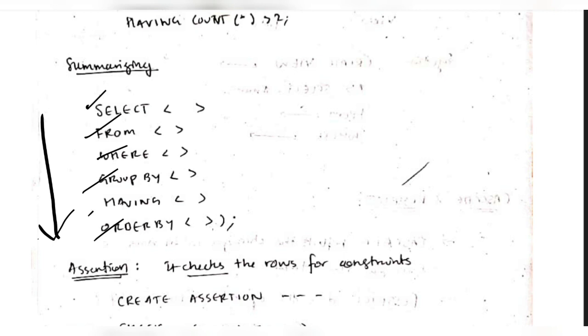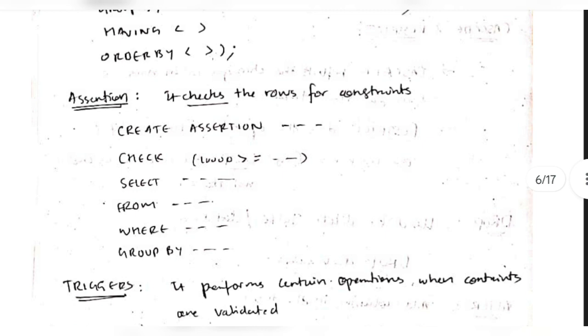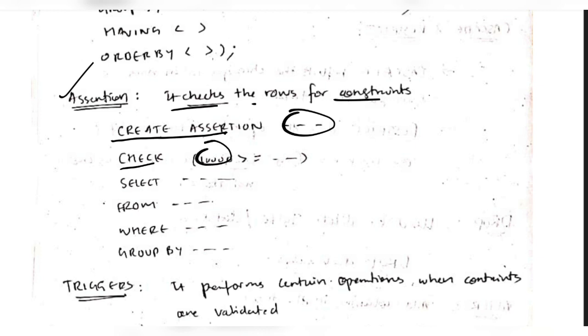Whenever you are going to select some rows, and sometimes you have to check and select the rows, for that we'll be using assertion. It checks the rows for the constraints. For example, create an assertion, then the assertion name, check where 10,000 is greater than or equal to the average salary or something. Then you have the select statements here.